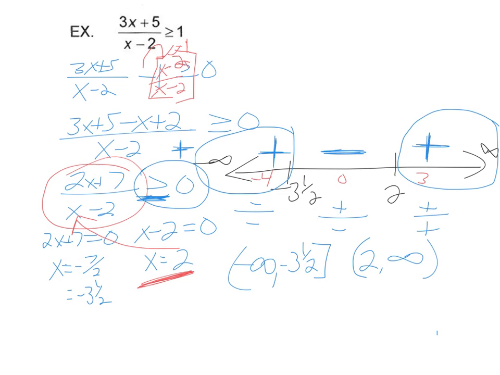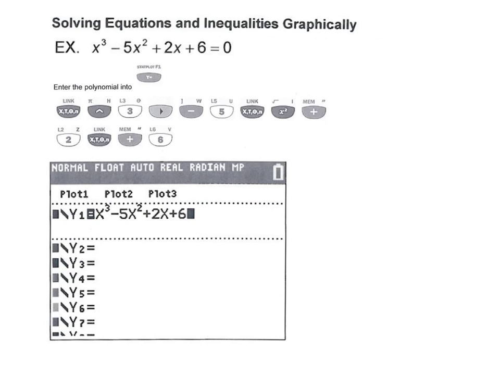Infinity always has parentheses and a U for union. In general, if you can just remember, if it comes from the bottom, it can never be a bracket. The 2 came from the bottom part of the fraction, so it can never equal to. So if it comes from the bottom, it will never have a bracket. We're going to solve an equation graphically.